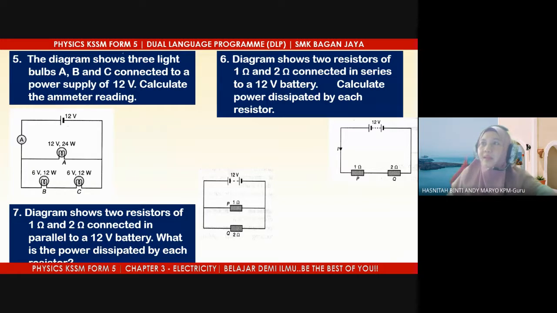Okay, number 5. This is the diagram, showing 3 bulbs. We have bulb A there, bulb B, and C connected to a power supply of 12 volt. Find the ammeter reading. This is related to the previous topic. Find the ammeter reading, students. The ammeter is placed here in the main circuit. So how to find the ammeter reading?